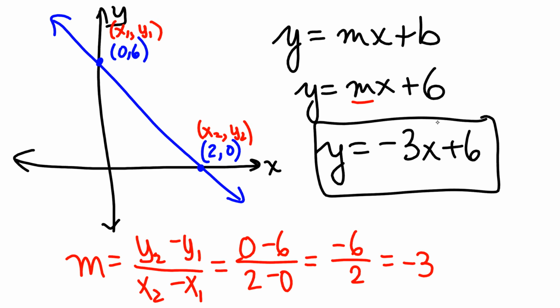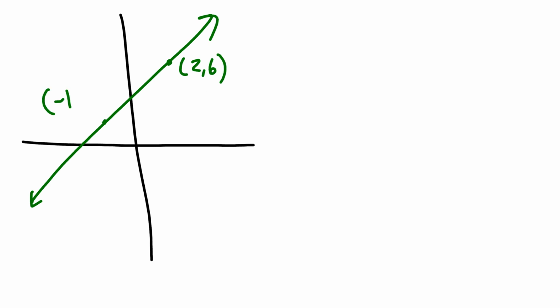And you're like, yeah, that's all well and good, sir, but in both of your examples, you gave us the y-intercept. So what happens if you don't give us the y-intercept? Well, you ask excellent questions. Here's the point 2, 6, and this will be the point negative 1, 3.